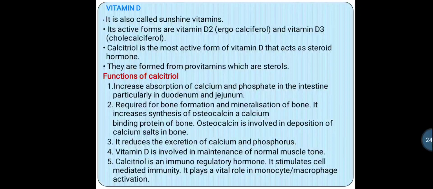So which are the different functions of this vitamin D? First one is, it increases the absorption of calcium and phosphate in the intestine, particularly in the duodenum and the jejunum. So vitamin D is very helpful for the absorption of calcium and phosphorus in the bones. So it is required for bone formation and the mineralization of the bones.